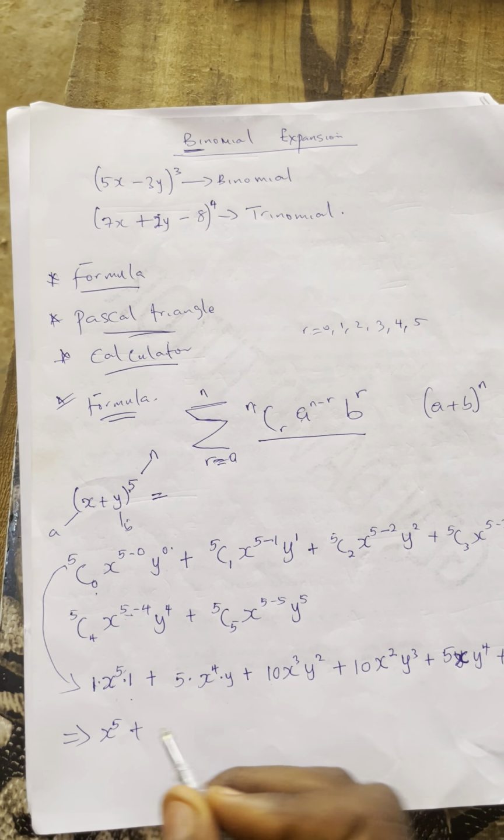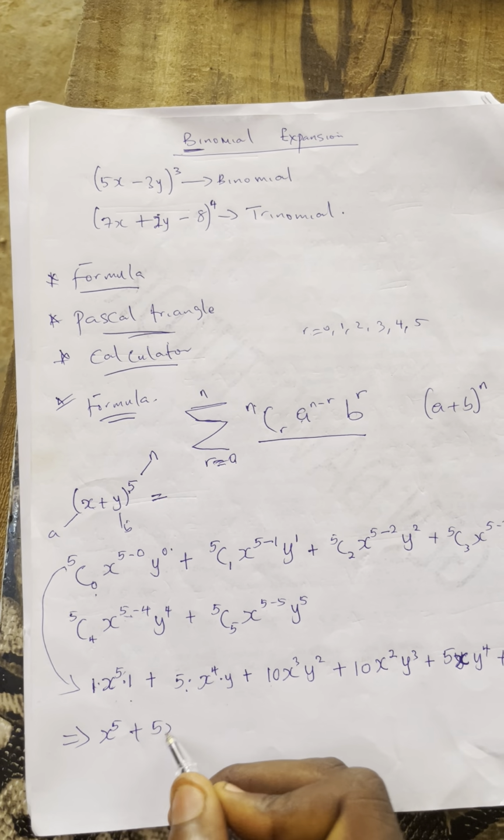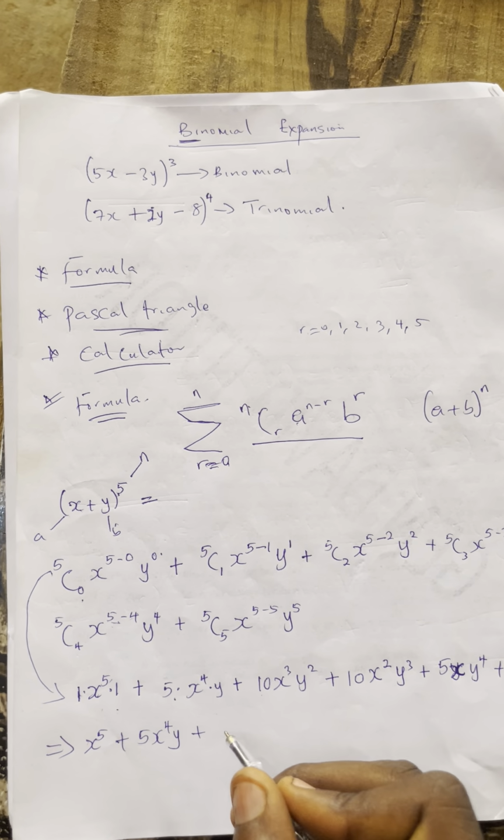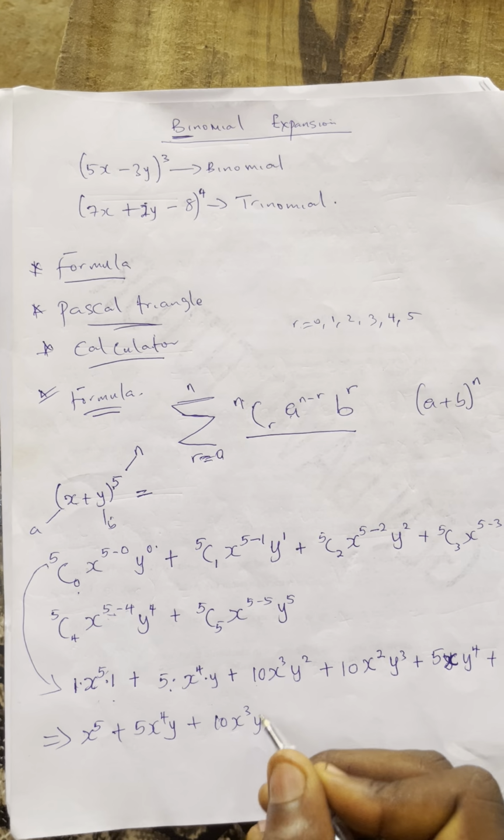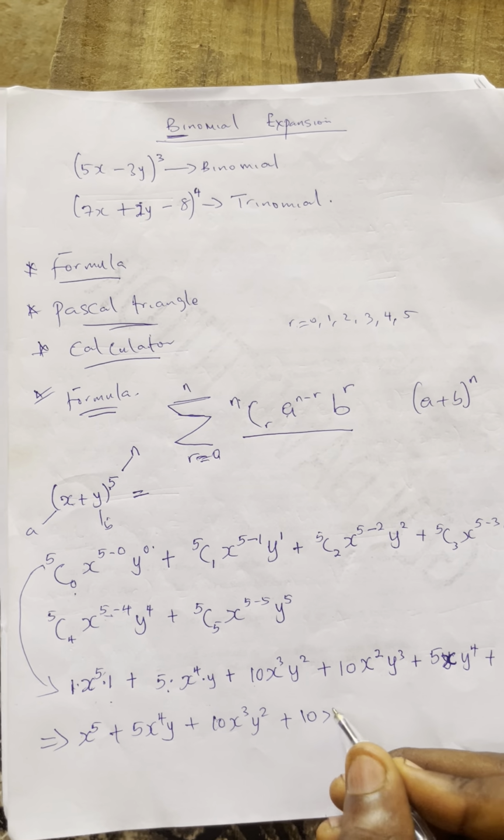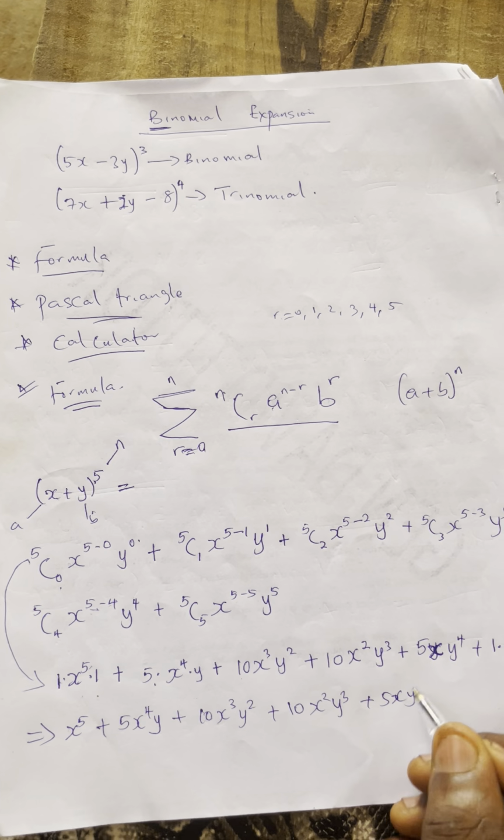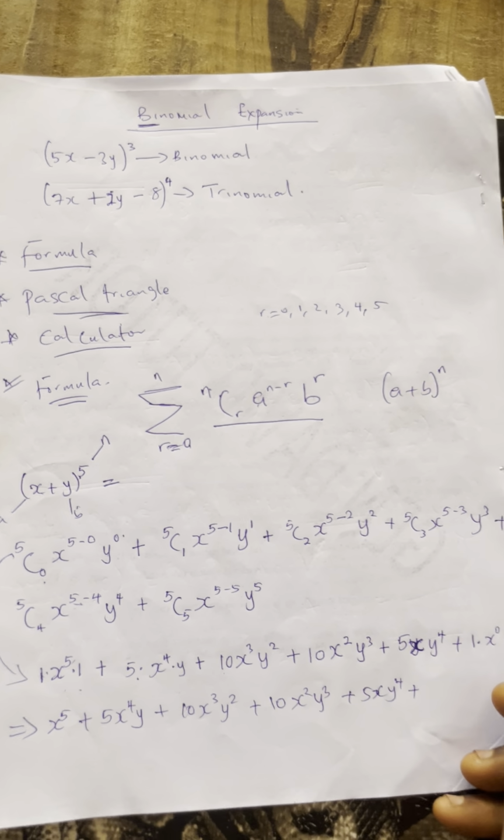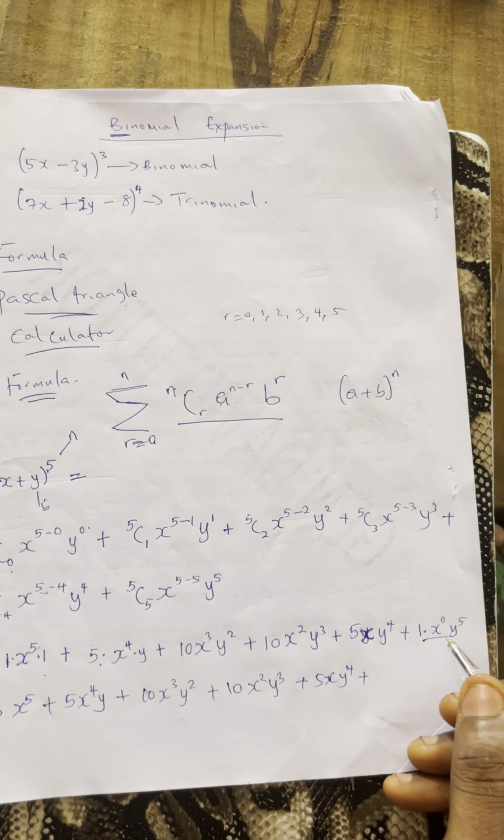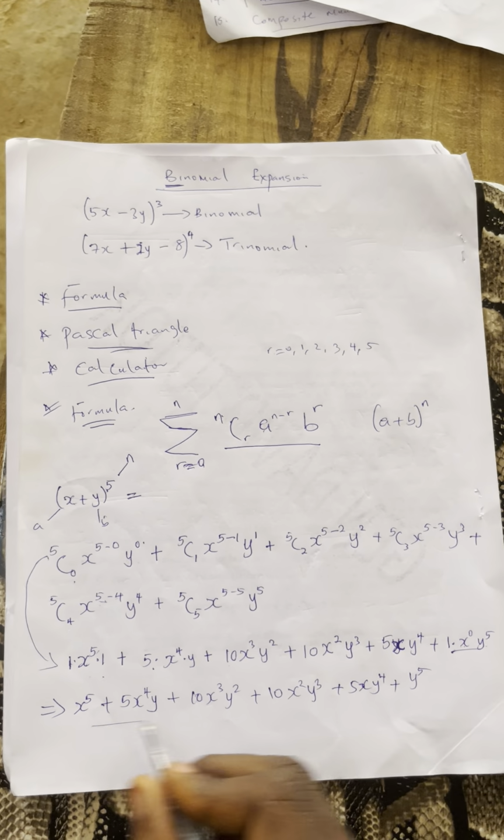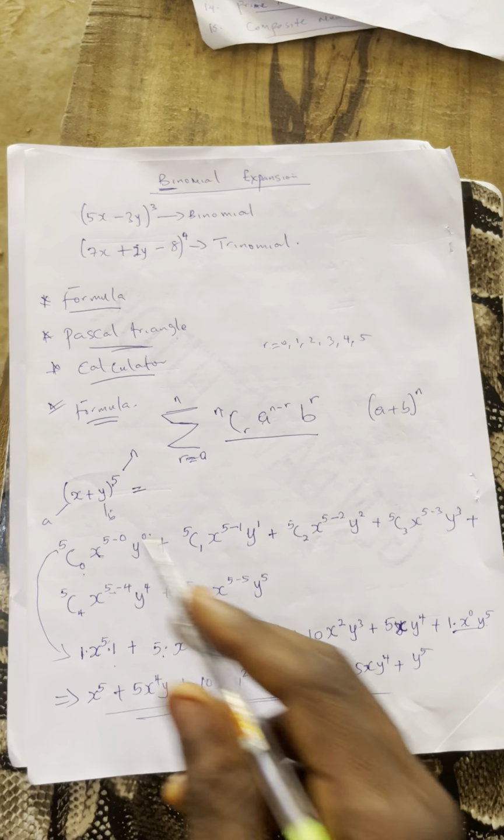Then if you press here, you have 5 multiplied by x raised to power 4 y plus 10 x raised to power 3 y raised to power 2 plus 10 x raised to power 2 y raised to power 3 plus 5 x y raised to power 4 plus, anything raised to power 0 is what? 1. So this one is 1. 1 times 1 times y raised to power 5, that's y raised to power 5. So this is the expansion of this value here.